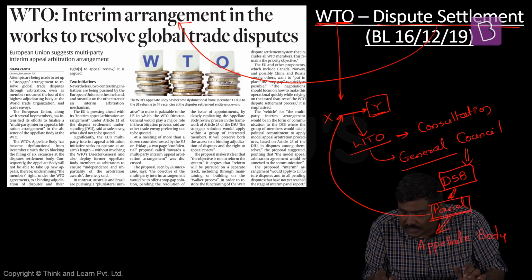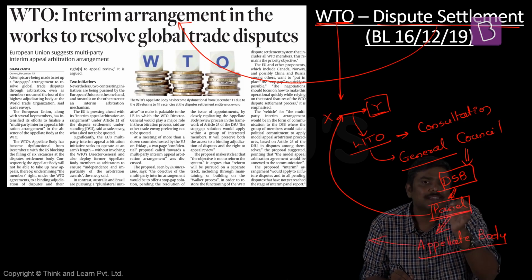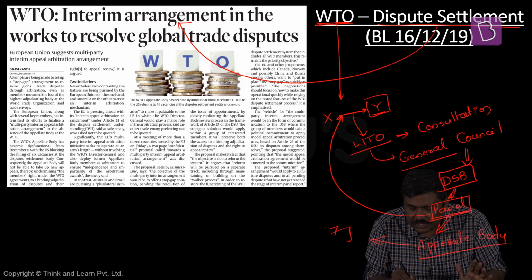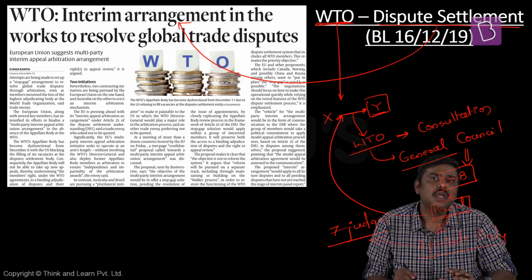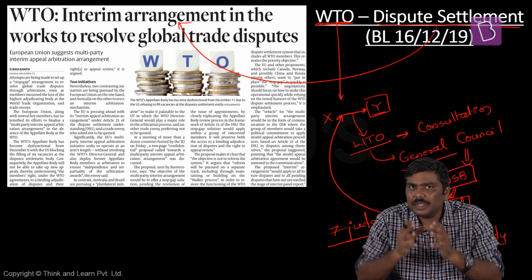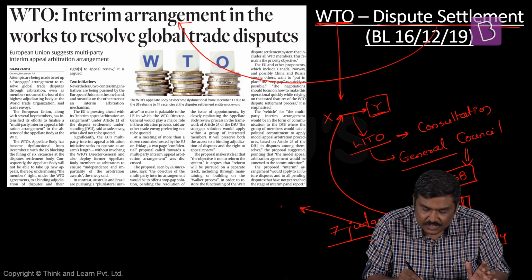This is the crux of the discussion now. In the case of the appellate body, the WTO has a sanctioned strength of 7 judges. That is, a maximum of 7 judges can be appointed. And whenever an appeal has to be taken up by the appellate body, you need a strength of 3 judges.